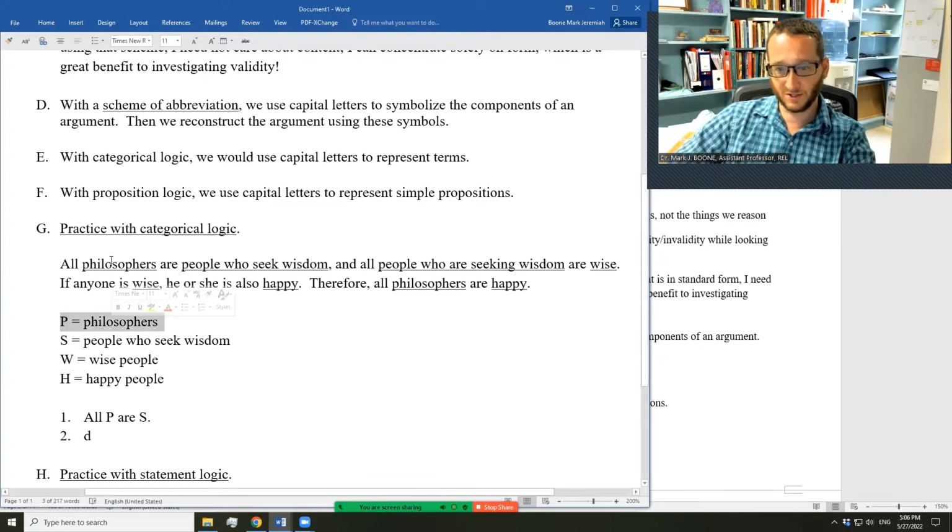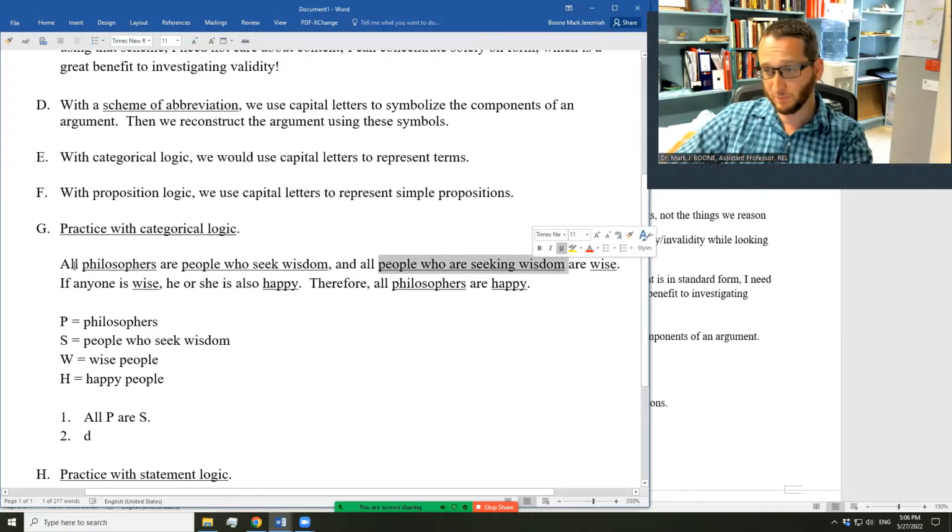But since you had a P here for philosophers, don't think that because you had a word starting with P, philosophers, and you were using that P to represent it, you can then use P again for people who are seeking wisdom or people who are wise. No, you cannot use the same letter to represent more than one term.